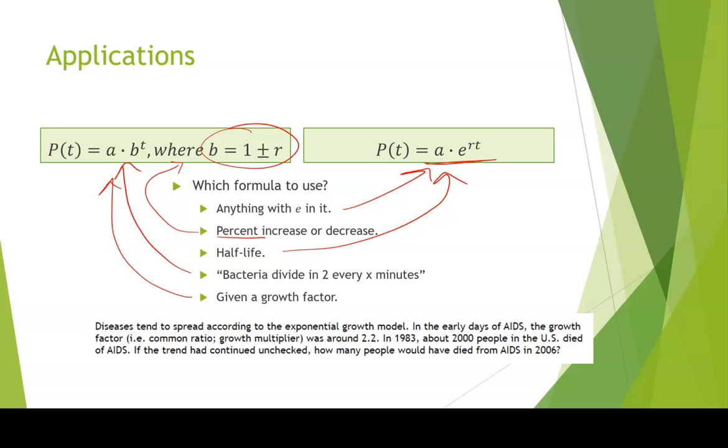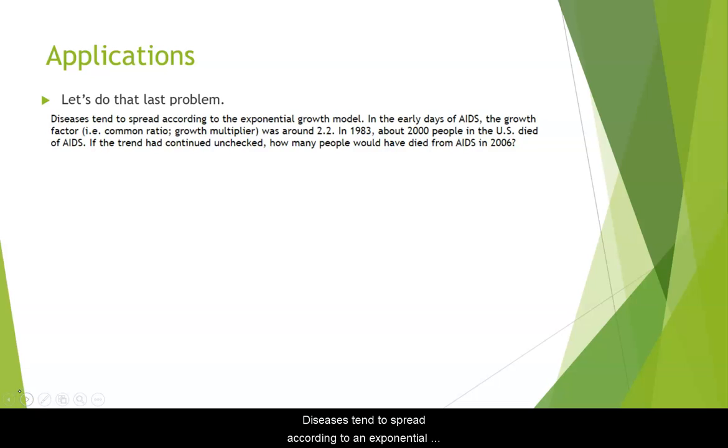Let's look at this problem. Diseases tend to spread according to an exponential growth model. In the early days of AIDS, the growth factor, so the common ratio or growth multiplier, was around 2.2. So that means our base of our exponential is 2.2. I'm going to be using p of t equals a times b to the t power, and in this case, b is going to be 2.2. In 1983, about 2,000 people in the US died of AIDS. If the trend had continued unchecked, how many people would have died from AIDS in 2006?